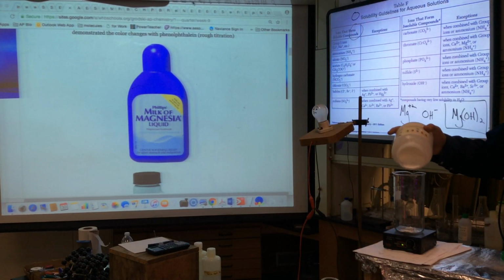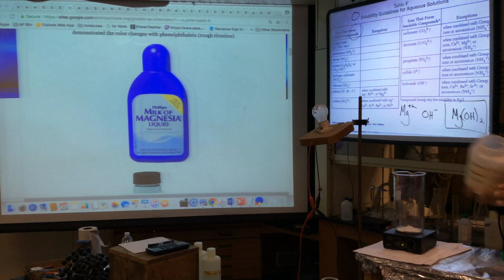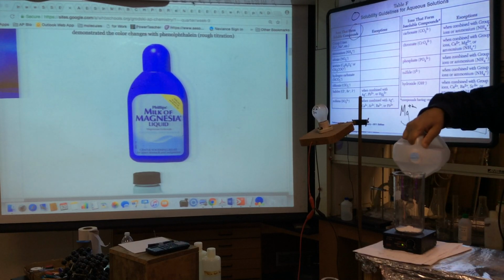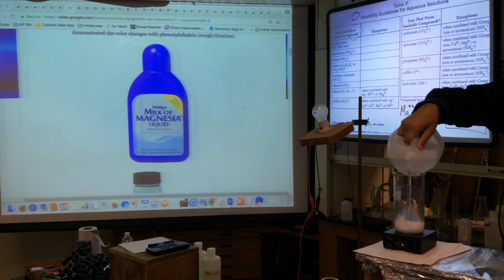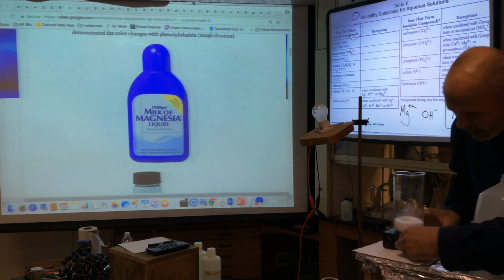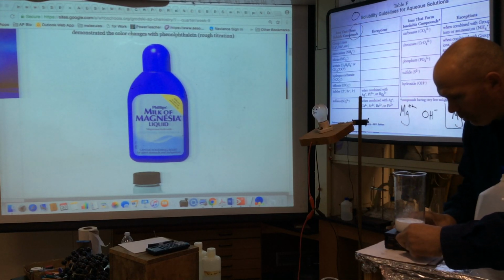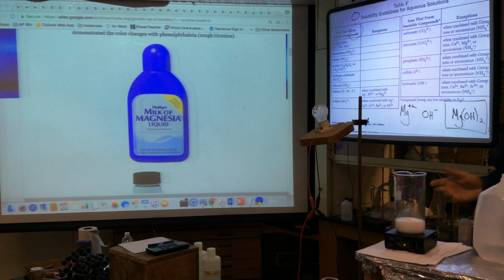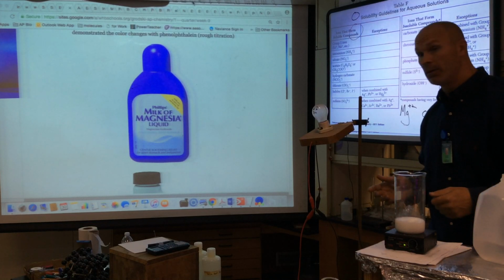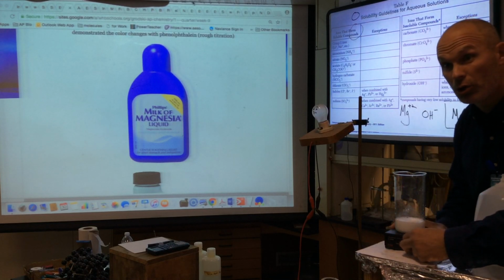Notice it's a solid. And it's not going to dissolve well. So when I put water with this, it's not going to dissolve. It's going to look a lot like what? Milk. And by the way, milk is a colloid. Milk is not a solution.